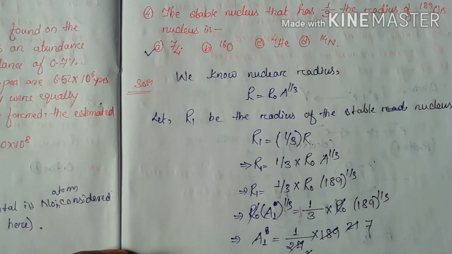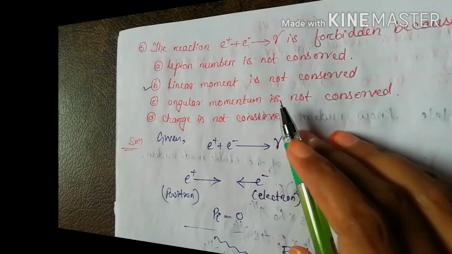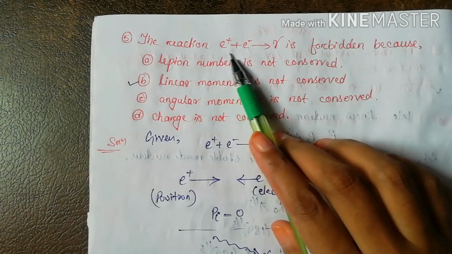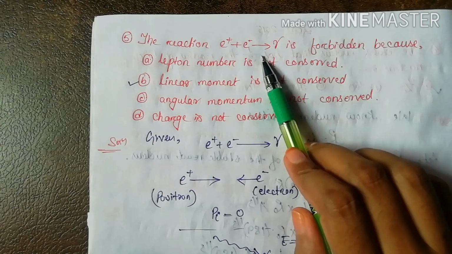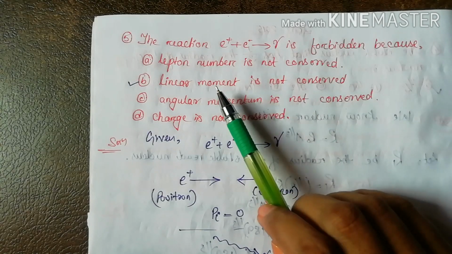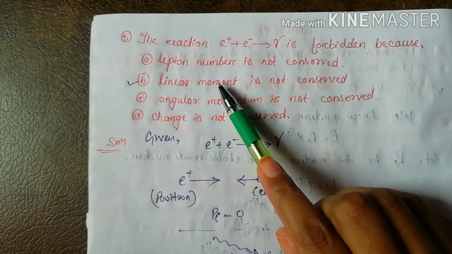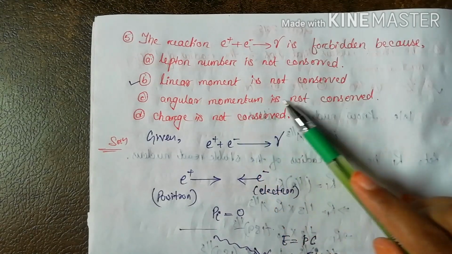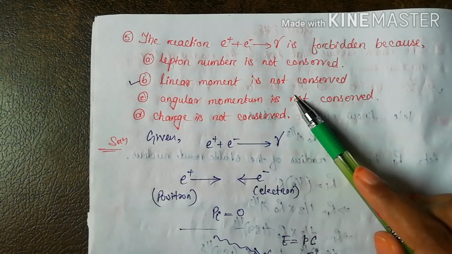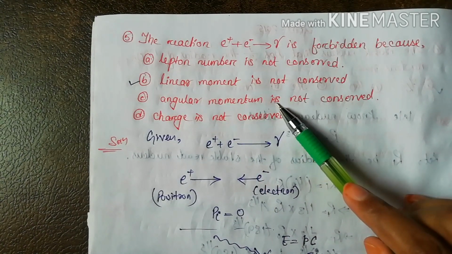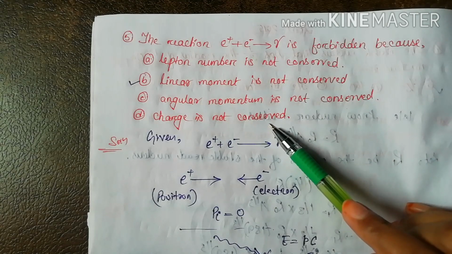So now let's come to the next question. The next question is a reaction, and this particular reaction is forbidden. Why it is forbidden, we have to see. The first option is lepton number is not conserved. The second is linear momentum is not conserved. The third is angular momentum is not conserved, and the fourth is charge is not conserved.